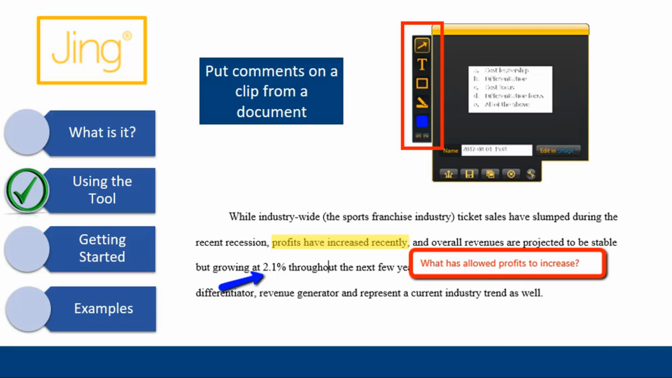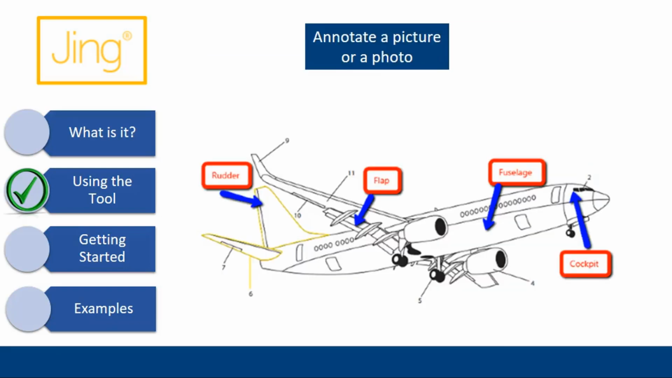In the bottom of the slide, you see an example from a student's paper that was Jinged from the full document. Then comments and some highlighting, as well as an arrow, were added. This can be shared with the student in several ways: posting it somewhere, including it in a document, or just emailing the PNG file.